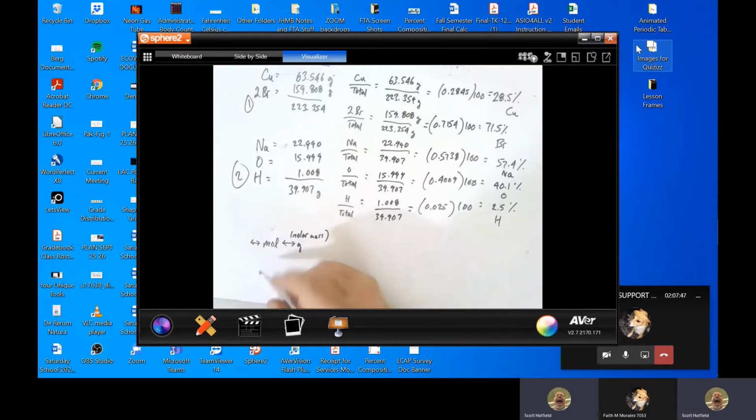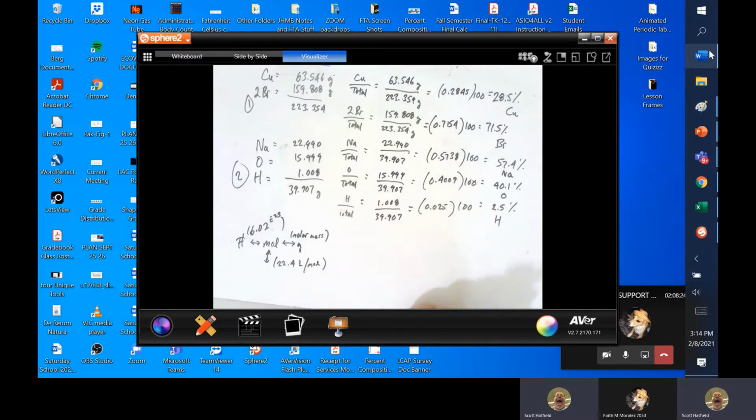And if we want to go from moles to liters or liters to moles, we use the molar volume, which is 22.4 liters per mole. And if we want to go from moles to particles, the actual number of particles, well, that's where we're going to use Avogadro's number, 6.02 times 10 to the 23rd. We can see this on the screen.